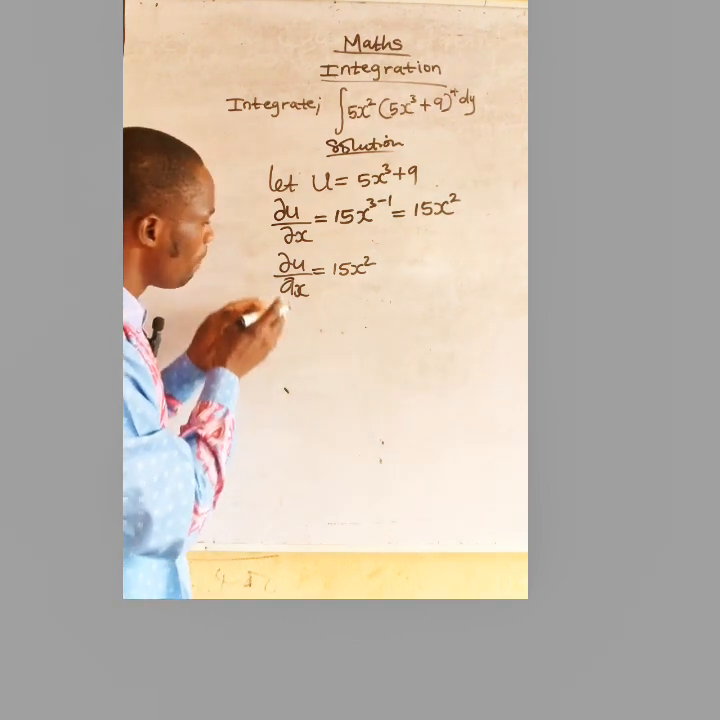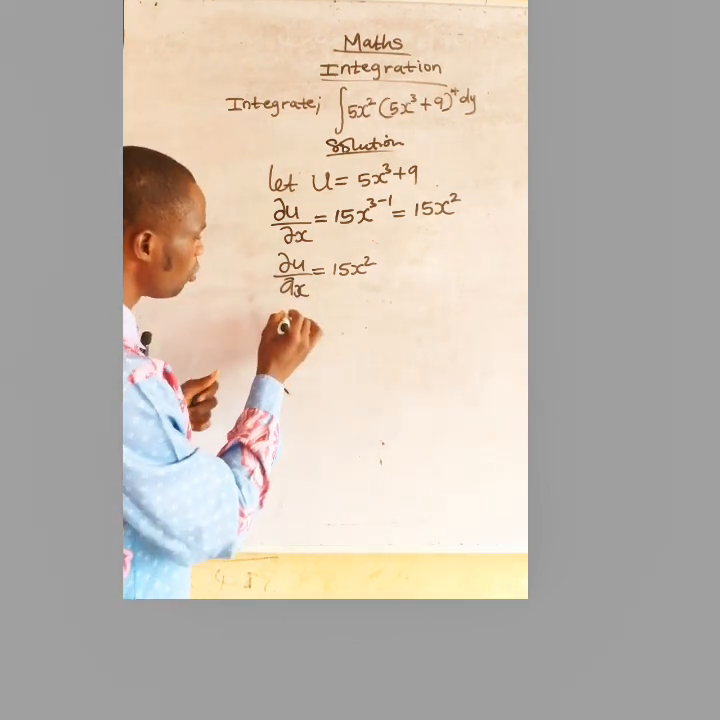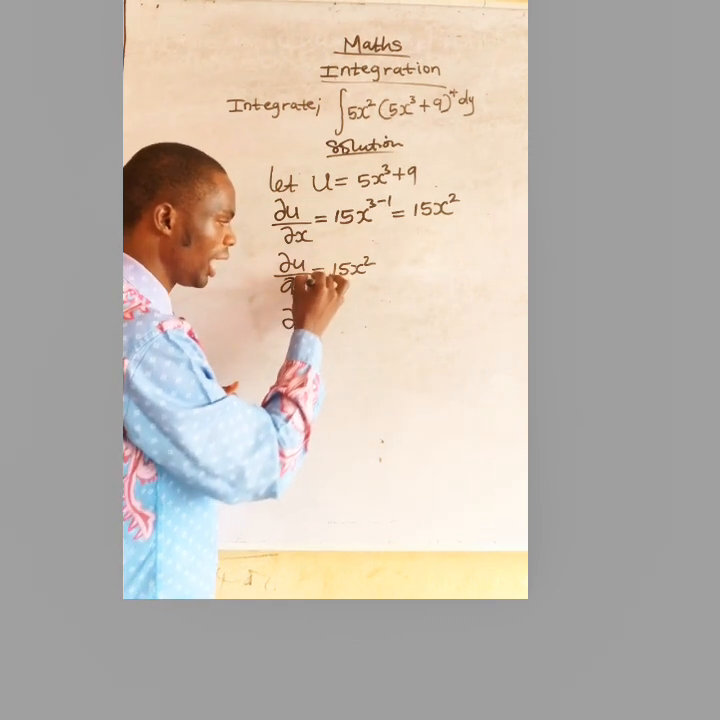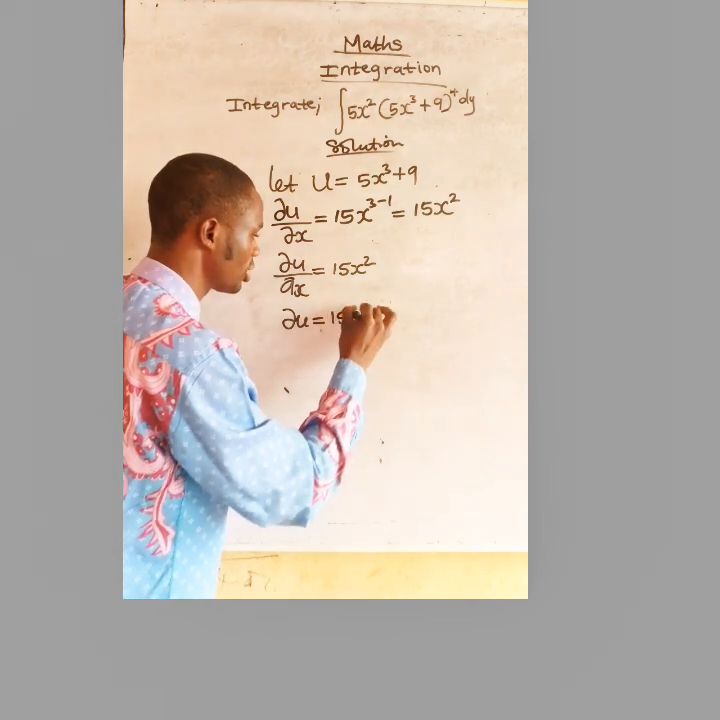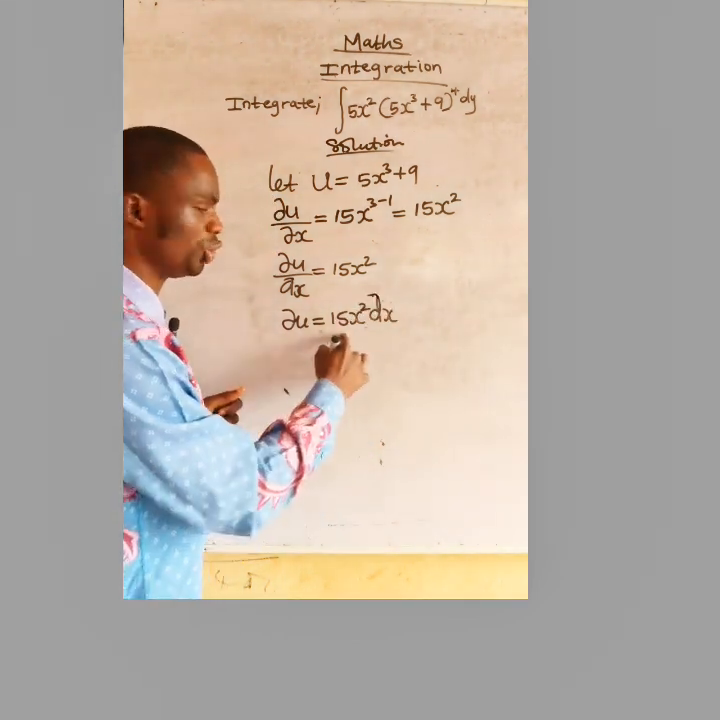Now, I need to make du the subject of the formula, like standing alone. That will be du is equals to, you cross multiply, 15x squared times dx. That is 15x squared dx. You can see that we have our du to be this.